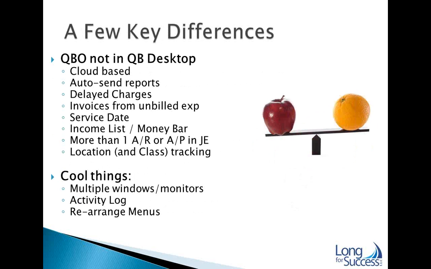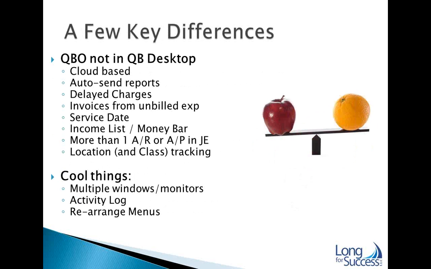So that's really cool, being able to see that service date. Let's say it is that lawn and landscape company and they do the invoice at the end of the month. They can show the date of the service for the 3 different weeks or 4 weeks that they did during the month on that invoice. The income list and money bar is a nice little dashboard for your clients, and I'm going to show you that in just a minute.